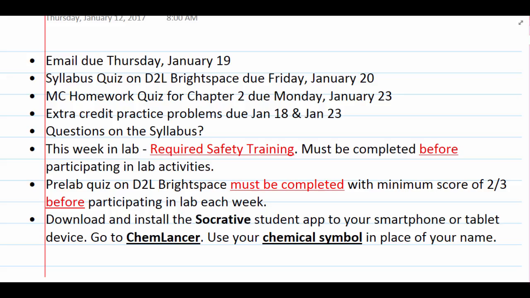You're always going to go to the room Chem Lancer when you get here, and you will always sign in with your chemical symbol. You won't sign in with your name. You won't sign in with the name of the element. You're going to sign in with your symbol because I want it to be fast. It should only be one or two letters that you're going to put in.